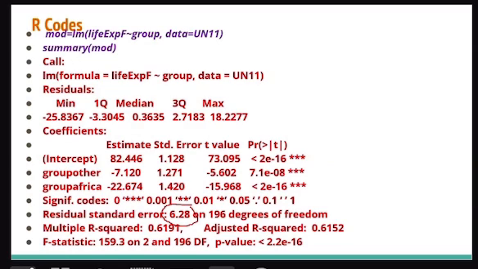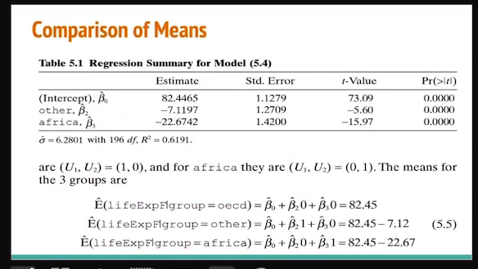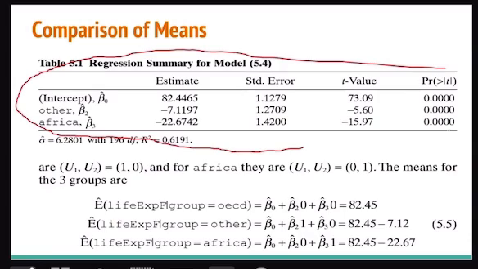Okay. And of course, if you want to look at how the model explains the percentage variation in the life expectancy, the group was able to explain about 62%. Now, this is the table. Okay, this is the table.